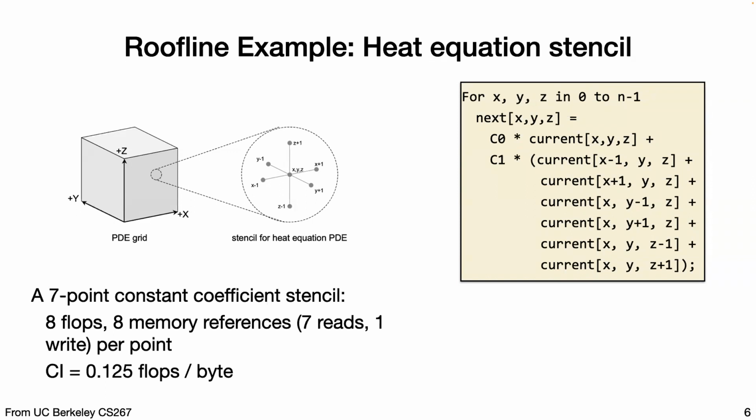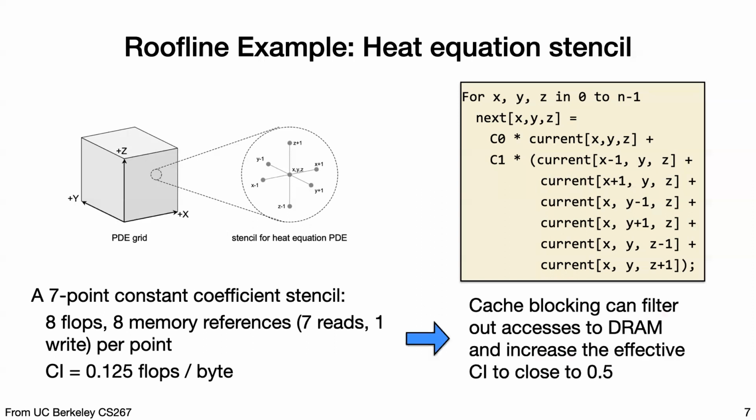In your 7-point stencil, for every iteration, you are doing 8 flops. So 1, 2, 3, 4, 5, 6, 7, 8. And there are 8 memory references: 7 elements that go into your input and 1 for your output. So that's 8. The way you do the intensity again is 8 divided by 64 if you have 8-byte elements. So that's 0.125.